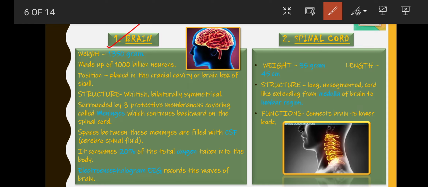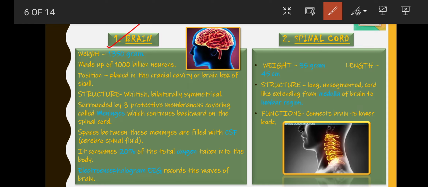The brain is placed and well protected in the cranial cavity, commonly termed the brain box of the skull. It is protected by three membranous coverings called the meninges, which continue backward over the spinal cord. The three coverings are pia mater, arachnoid, and dura mater. Between these meninges are spaces filled with cerebrospinal fluid, also termed CSF. This CSF serves as a shock absorbing medium and protects the brain and the central nervous system against jerks and jolts.